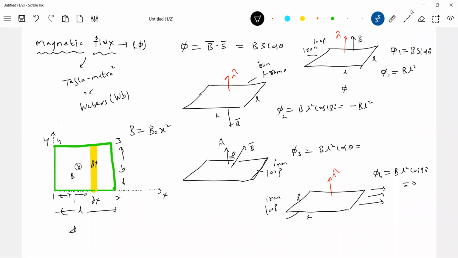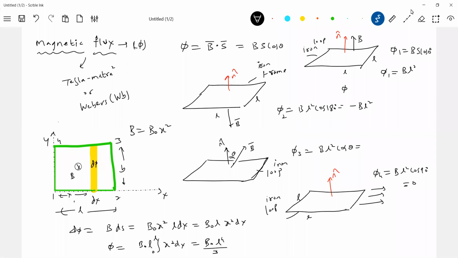So d phi is equal to B into dS. B is equal to B naught x square. Here dS is L dx. So B naught L x square dx. Integrating from 0 to L, this will become B naught L to the power of 4 by 3. So that's the flux linking the loop or the frame.